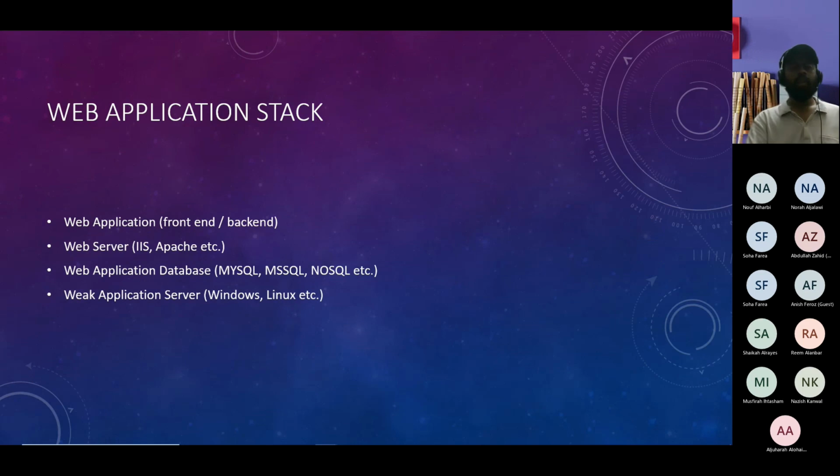Now, this is a very important slide, the web application stack. I want all of you to be focused on this slide, because being in the industry, I see where people are lagging, so I want to clarify their concepts. A web application is not an independent entity.